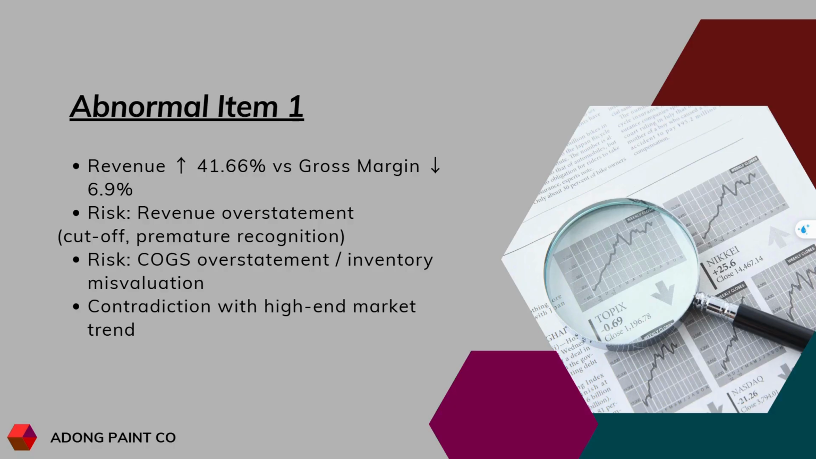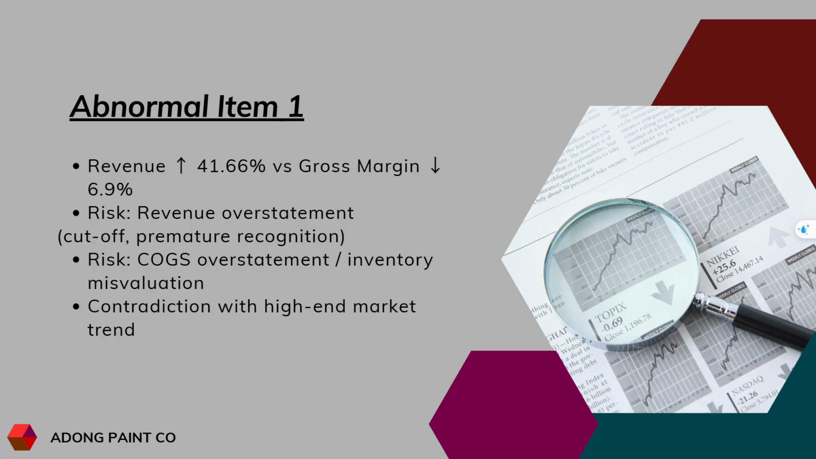So after applying the initial analytical procedures, we inspect some abnormal items. So we move to the first one, abnormal item 1. A possible mistake is revenue overstatement. First, net revenue increased sharply by 41.66%, whereas gross margin decreased significantly by 6.9%.